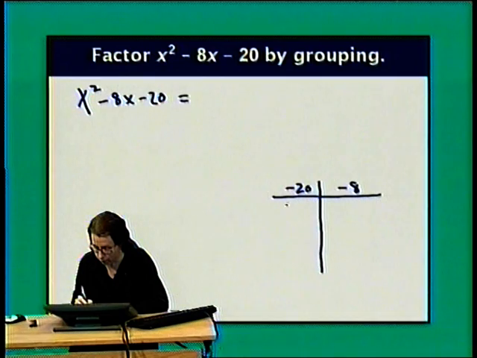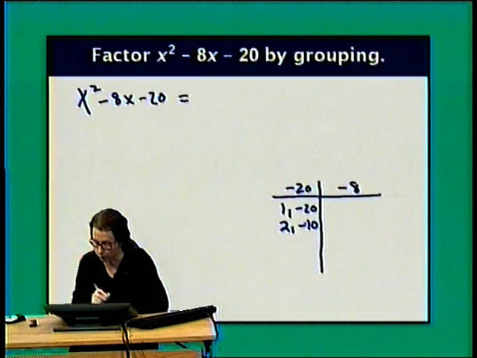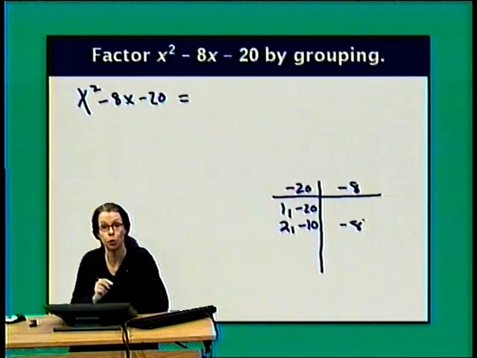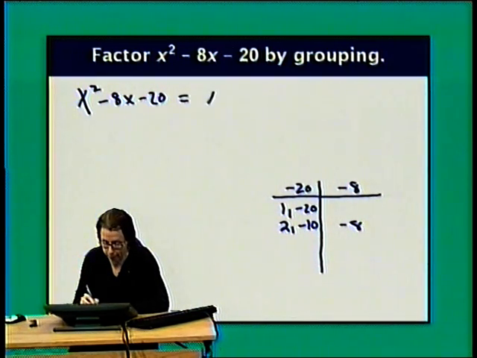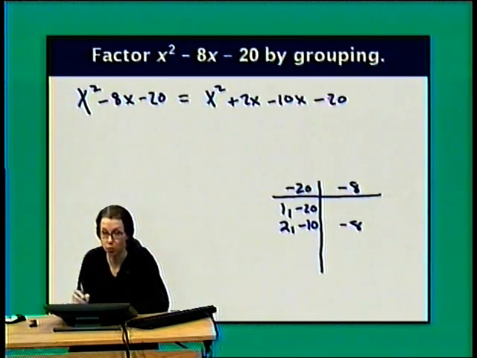So I have, let's see, 1 and negative 20, that won't work. 2 and negative 10, that will work. 2 plus negative 10 is negative 8. So I'm going to use this to rewrite the linear term: x squared plus 2x minus 10x minus 20.